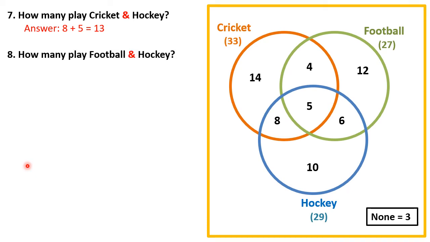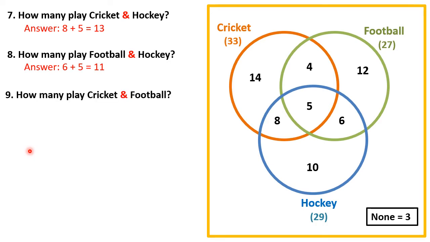Question number 8. How many play football and hockey? Well, this is equal to 5 plus 6, that is equal to 11. Question number 9. How many play cricket and football? Well, this is 4 plus 5, that is equal to 9. They play cricket and football, the complete intersection of cricket circle with football circle.